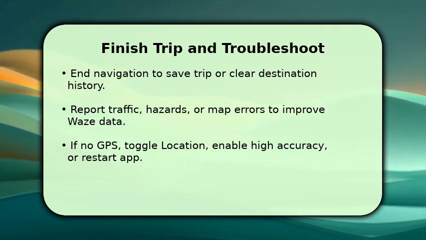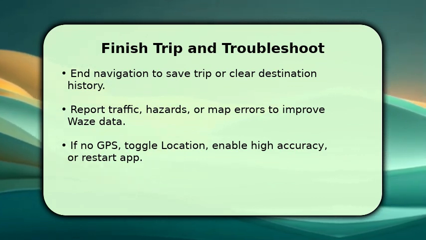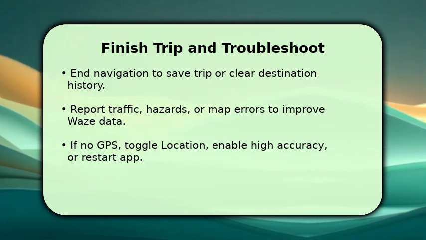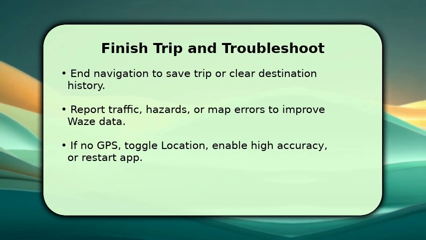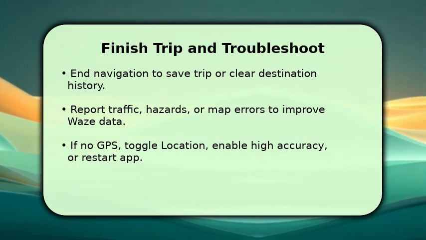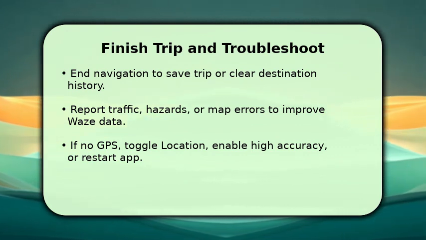If Waze loses GPS or shows incorrect position, make sure location is set to high accuracy, toggle GPS off and on, and restart the app. If that fails, reboot the phone. Finally, clear route history or adjust voice and display settings to refine future trips and reduce distractions.